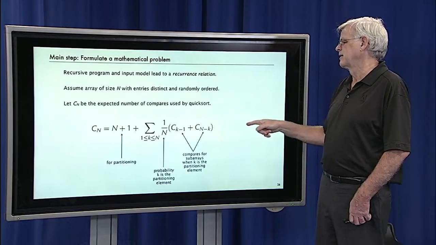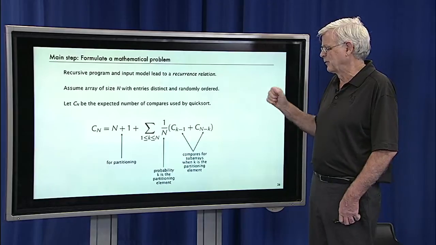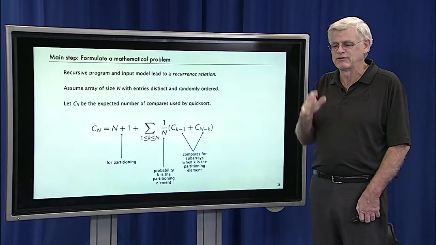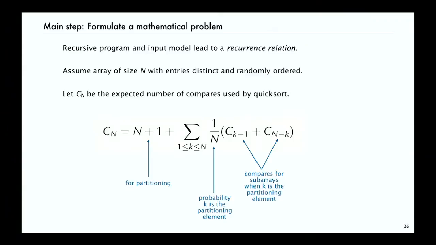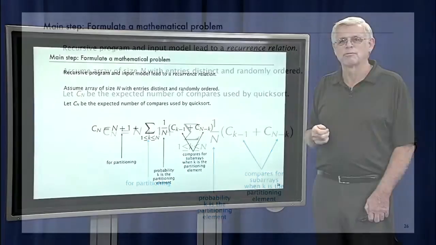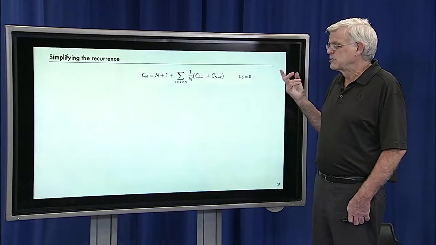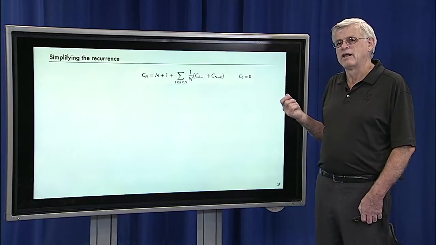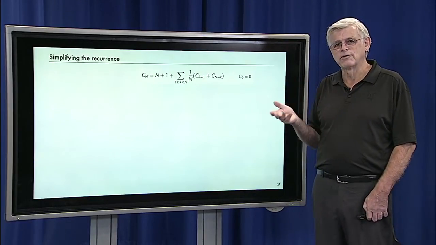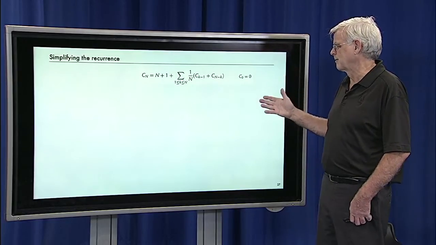There's one more detail. If there's only one element, we don't do anything, so we have to make sure that we define the small values of n appropriately. But what this has done for us is taken our program and our abstract problem and reduced it to a mathematical problem. We have to be able to solve mathematical problems like this, and so that's what we're going to go into next. I'm going to do it for this specific recurrence, and then in a couple of lectures we'll talk more generally about how to solve problems like this.